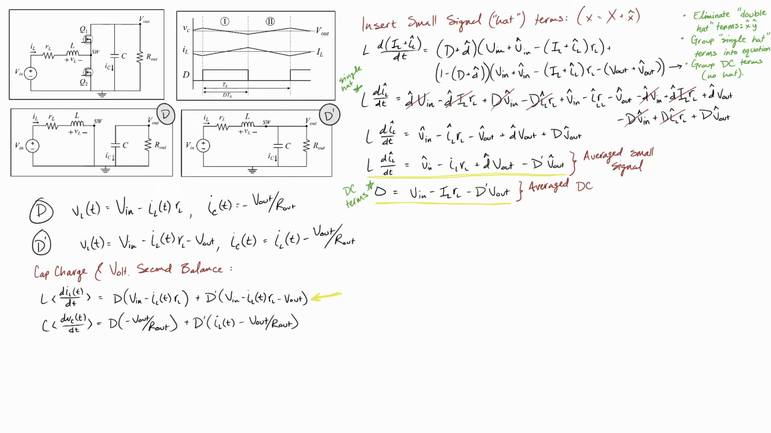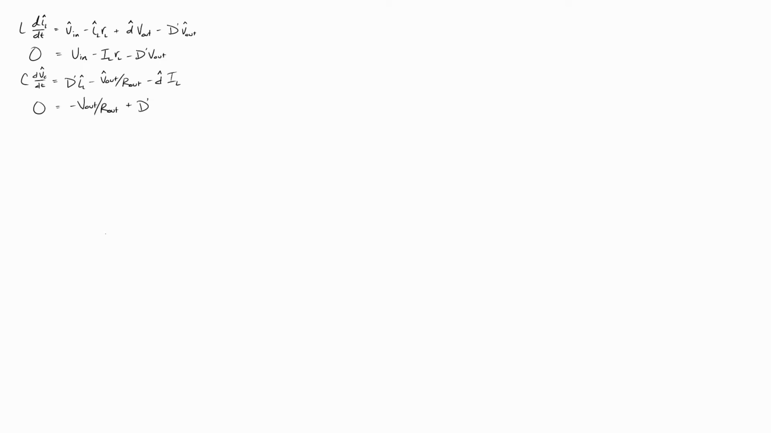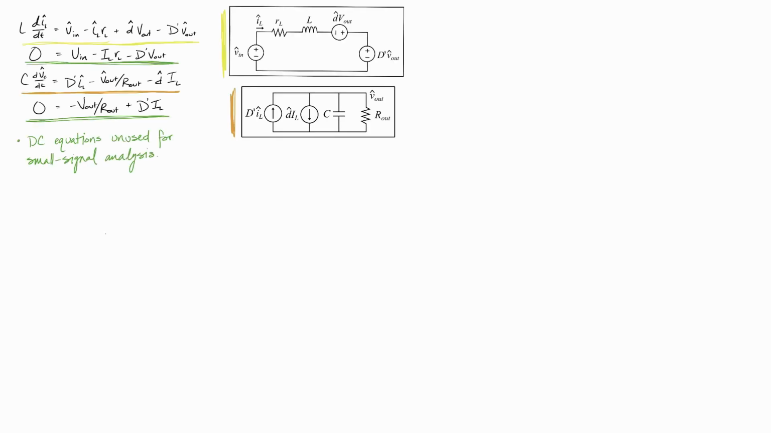So now we'll repeat the process and come up with two more equations. I'm skipping some of the work here that come from the cap charge equation. And at the end of this, we'll have these four equations, two of which are average small signal and two of which are average DC. To continue the analysis, we'll pull these four equations over to a new sheet, and we'll create two equivalent circuits out of the small signal equations.